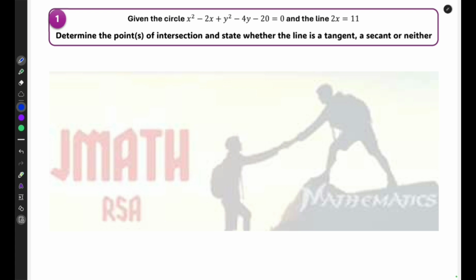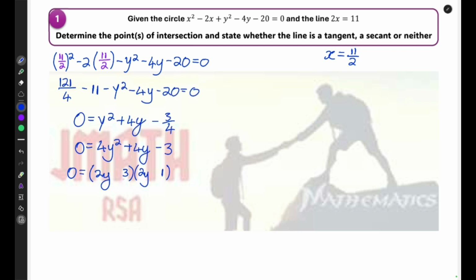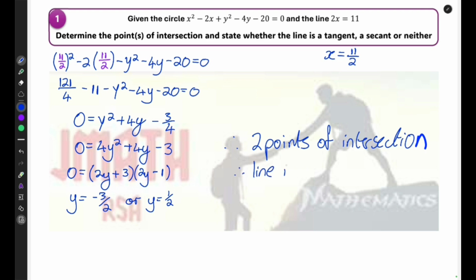In this case, I am just going to sub in to see if I get one answer or more than one answer. And there I can see I have two answers, and therefore this line is not a tangent. It is called a secant. So just make sure you answer the question. Therefore, two points of intersection, and therefore the line is a secant.